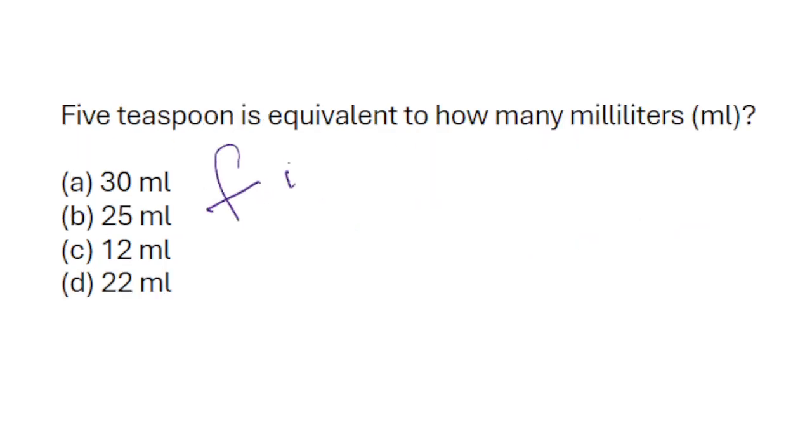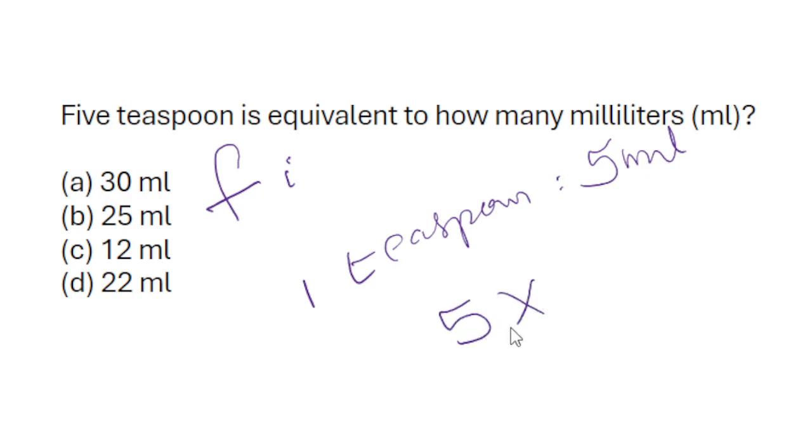5 teaspoon equals how many milliliters? 1 teaspoon equals 5 ml. Then 5 teaspoon equals 25 ml. Okay, our answer is B, 25 ml.